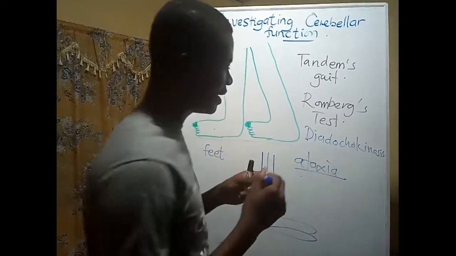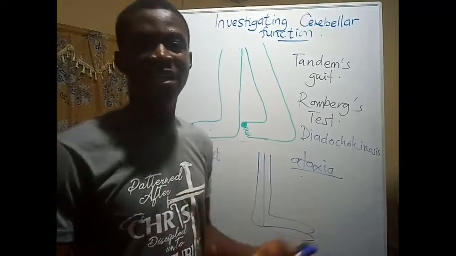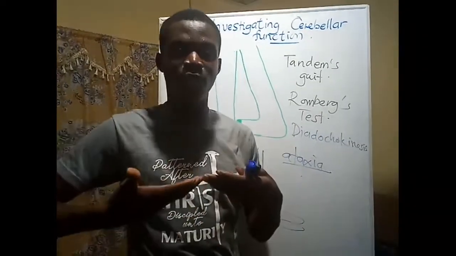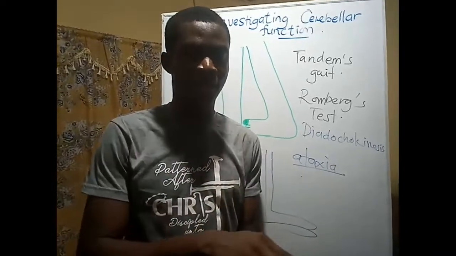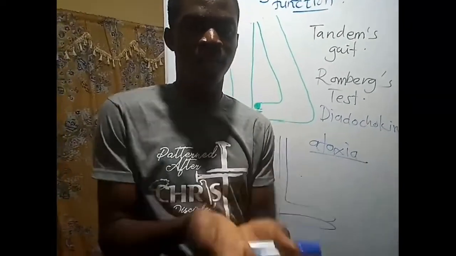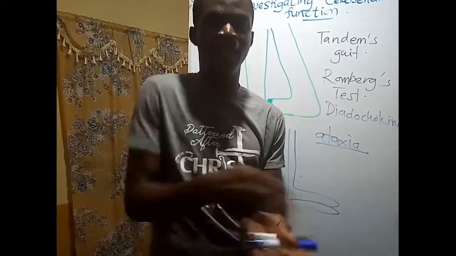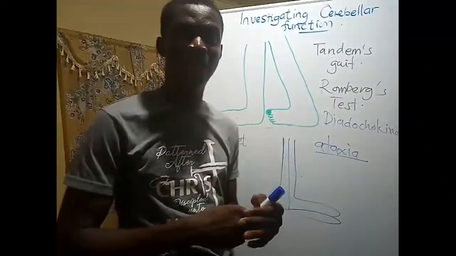So dysdiadochokinesis is the ability of an individual to perform fast alternating movement. It's usually associated with the upper limb. So for instance, my ability to do this. As I do this, remember I'm doing fast alternating movement. And this activity is mediated by the cerebellum.